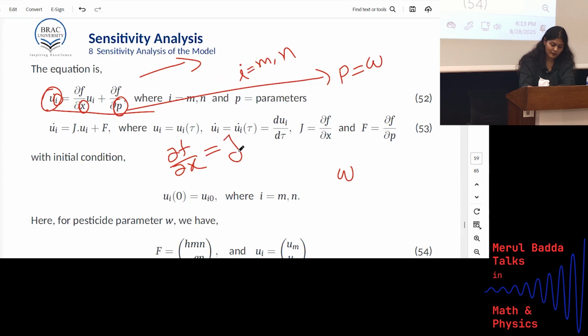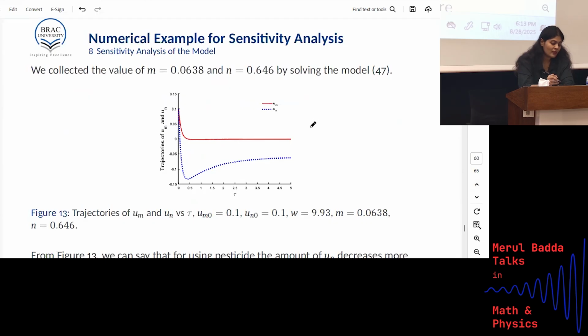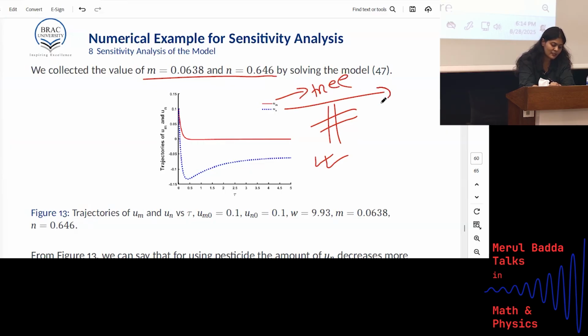After some calculation, if we solve the model, we find two points for the value of M and N. We can say that as time increases, the amount of N increases more rapidly compared to M. This represents tree and this represents beetle. So by using the pesticide, the tree decreases more slowly than the beetles.